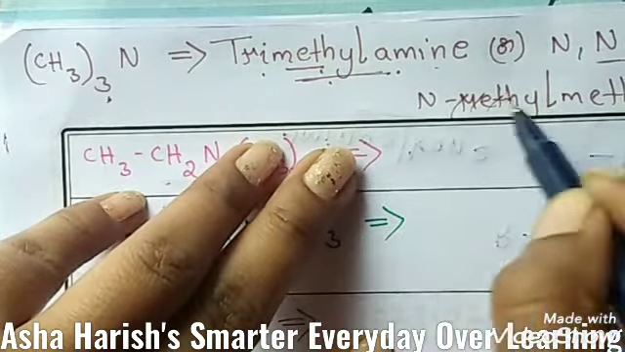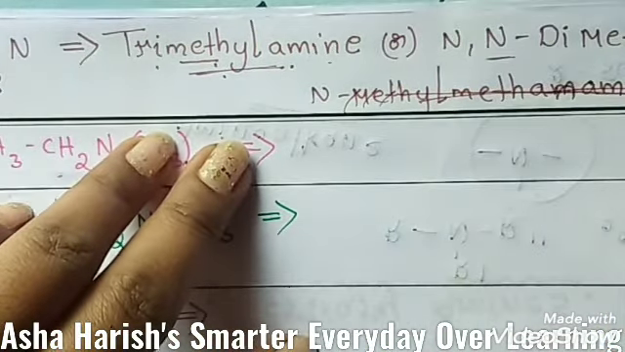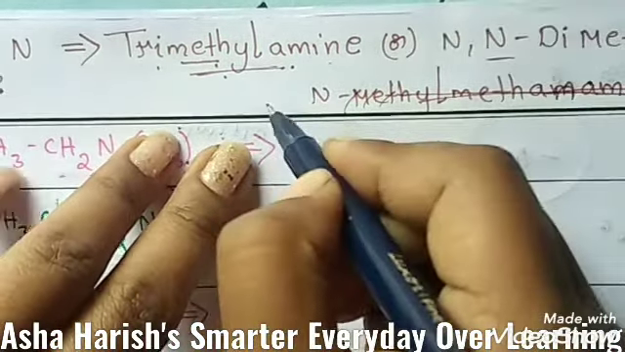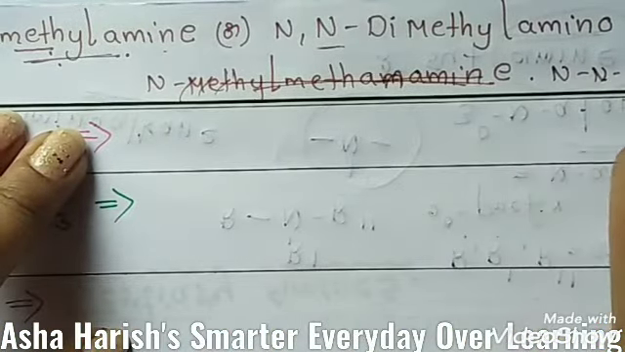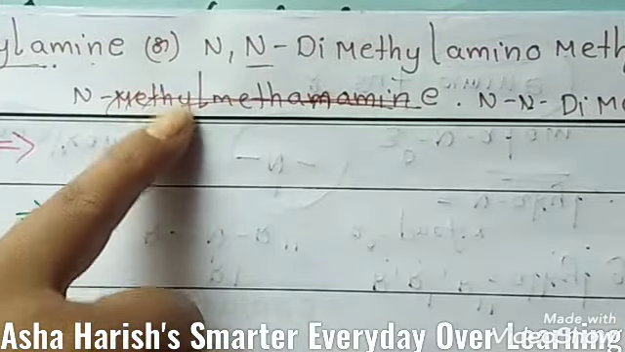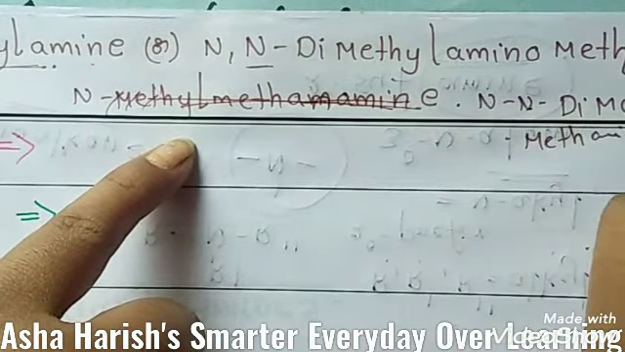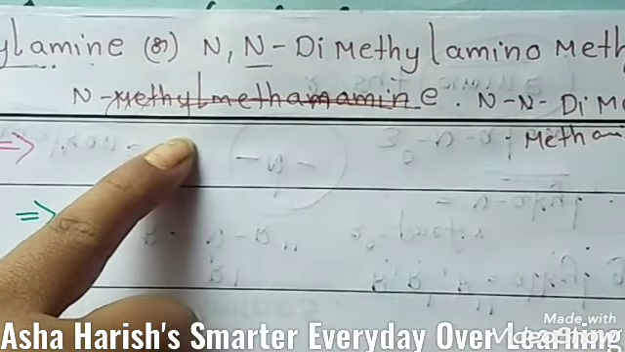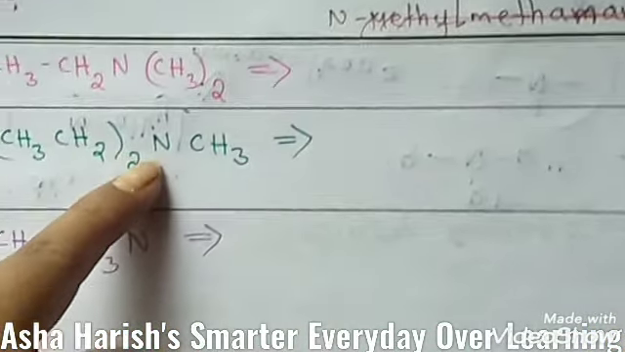And students, this is wrong. Just wait, I'll tell you. And here, see, the IUPAC name for this: N,N-dimethylmethanamine. So that is the IUPAC name for this. Let's go for the next one.